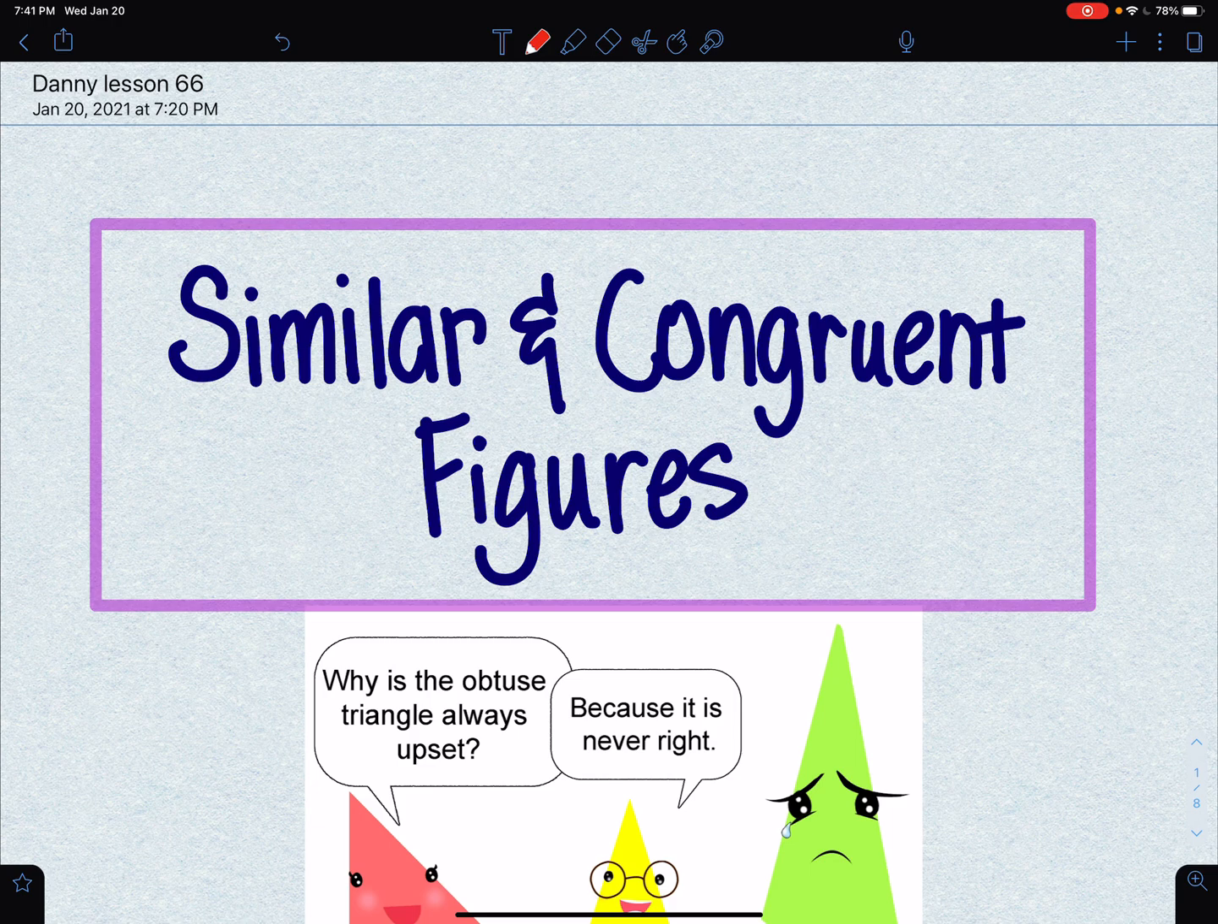Let's jump into the lesson, okay? Today's lesson is going to be super fun because we're going to talk about 2 new words. One is similar and one is congruent figures. So figures means shapes. So we're going to talk about when shapes are similar, kind of like this triangle and this triangle, and when they're exactly congruent, okay? So that's going to be the lesson for today. I think you're going to get it right away and it's going to be awesome, okay?